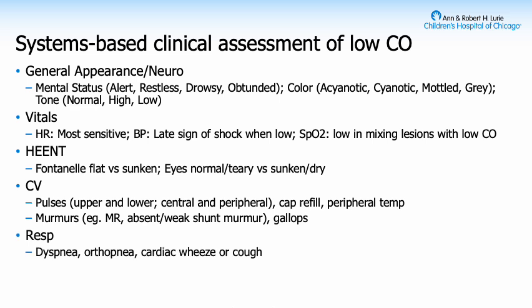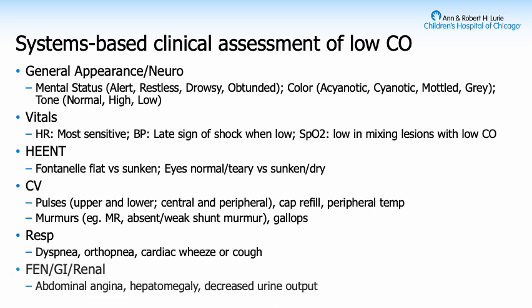Respiratory, you're looking for dyspnea or orthopnea, and that concerning cardiac wheeze or cough when you've ruled out respiratory or infectious causes of illness. And from an abdominal standpoint, you're assessing for signs of abdominal angina, meaning feeding intolerance, nausea, vomiting, pain with feeding, hepatomegaly, and decreased urine output as a marker of end organ injury.